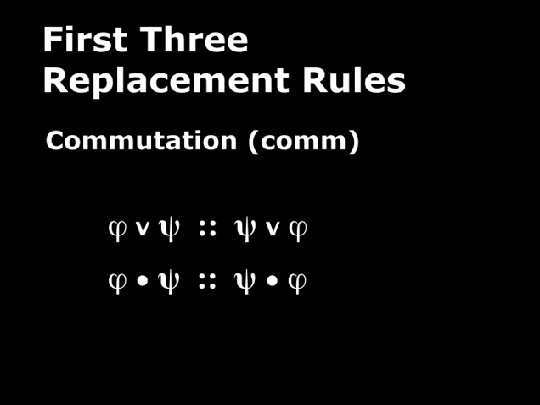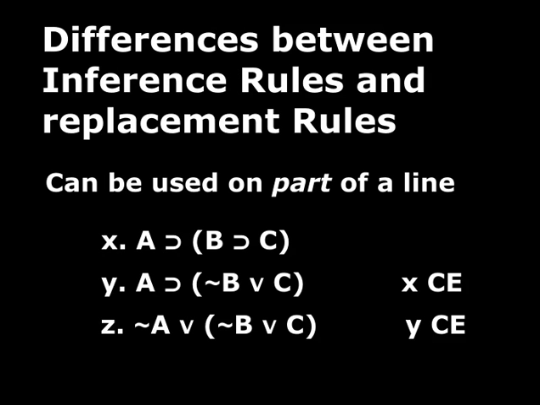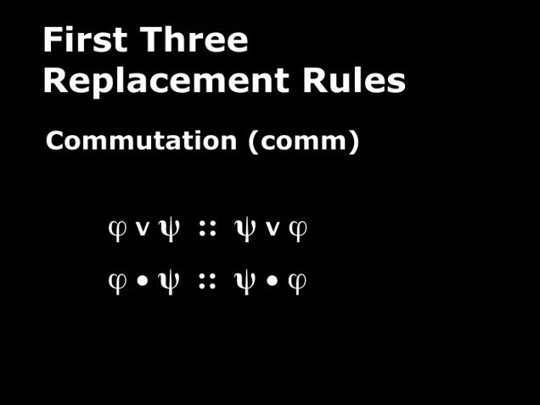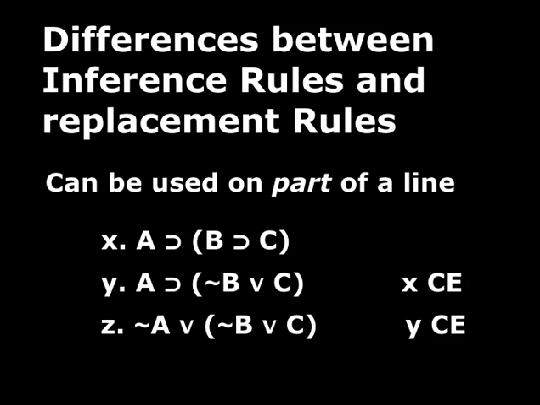Now, before we see some examples, I want to talk about some of the differences between inference rules and replacement rules. One difference, which we've already seen, is we're just going to represent them differently. Instead of a vertical sequence of lines, it's going to be a horizontal pair of lines, maybe more than one pair, as was the case with commutation. We had two versions, a version for disjunction, a version for conjunction, as you can see here. Some of the rules will have multiple versions like this.